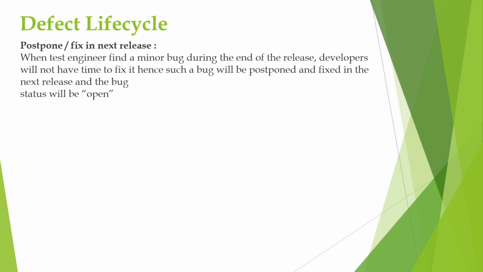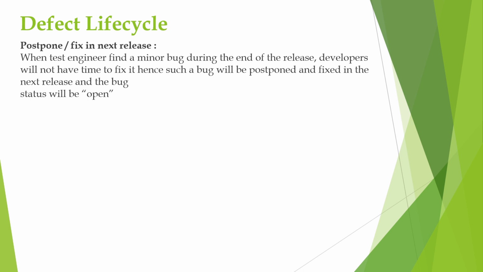Next we'll see why and when the developer will say that we'll postpone the bug or we'll fix it in the next release. Whenever the test engineer finds a bug near the end of the release period, the developer will not have time to fix the bug. In such cases, the developer will say that since it is a minor bug, we'll postpone it to the next release, or we may fix it in the next release. And the bug status will remain as open only.